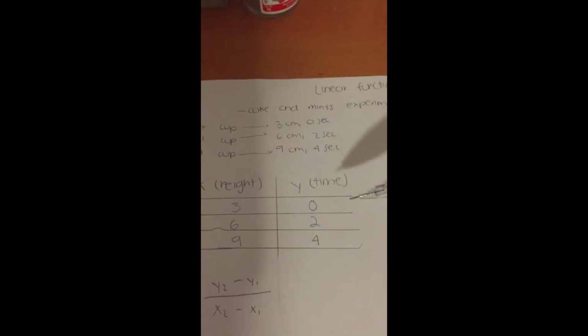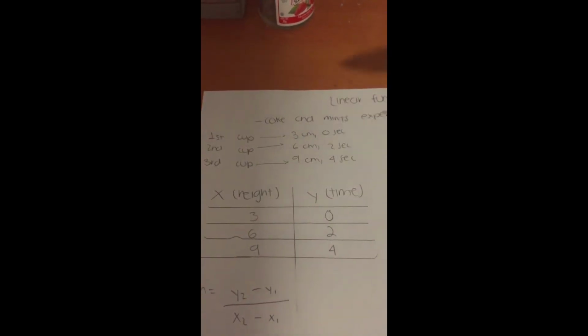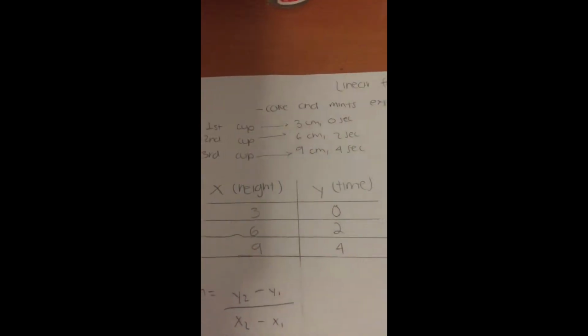Now we have the chart, being x the height, and that means x is the independent variable and y is the time, the dependent variable. That means that according to the height we fill the cup is going to be the time it takes to have a chemical reaction. To get this linear function, first we have to solve this equation to get the slope.